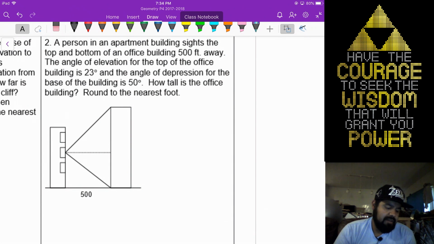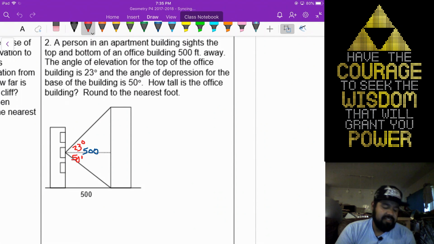Okay. So right here, a person in an apartment sights the top and bottom of a building 500 feet away. So that means the distance between these is right there. You get the formulas for the multiple choice, not for the free response. The angle of elevation for the top of the office building is 23 degrees. So that means that right here, 23 degrees. The angle of depression for the base of the building is 50 degrees. Oh, that was a beautiful 5. There we go.